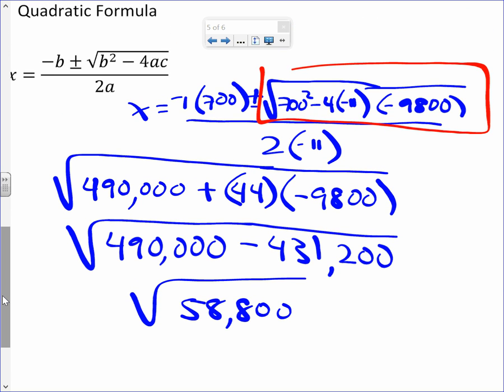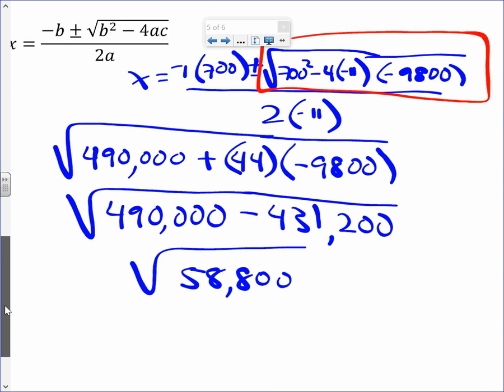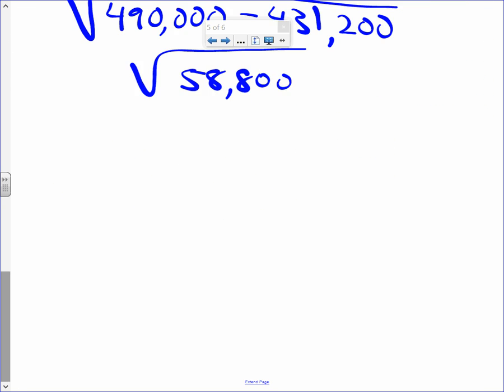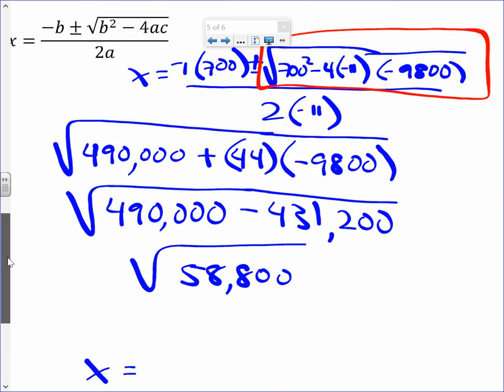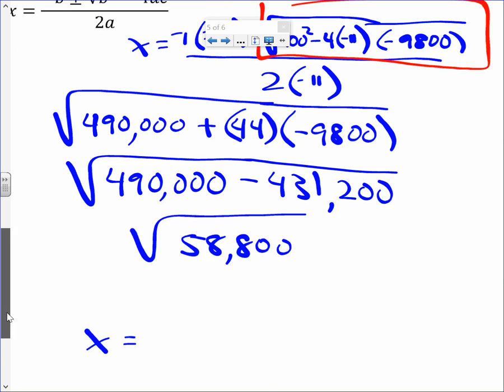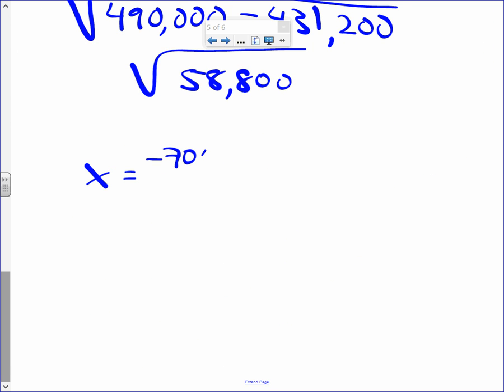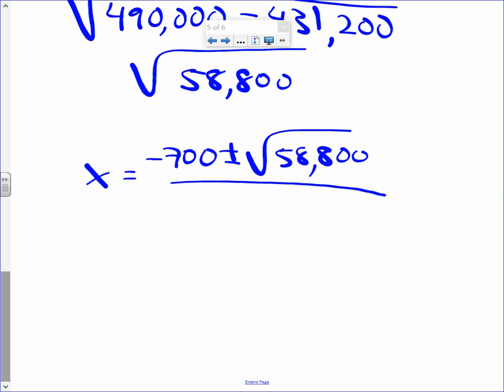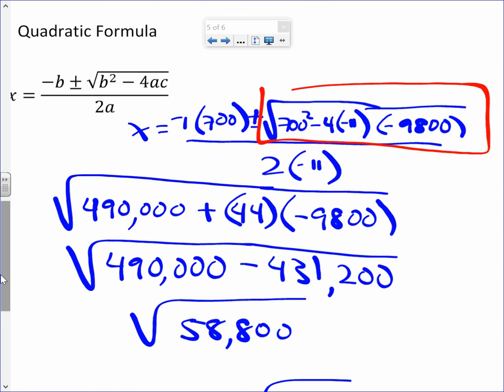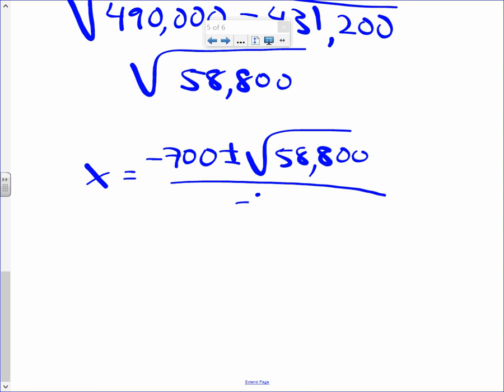So all this, I'm replacing that now. And then we're going to get our two t values. Watch this. X equals negative 1 times 700, which is negative 700, plus and minus the square root of 58,800, all over 2a. That's 2 times negative 11, that's negative 22.